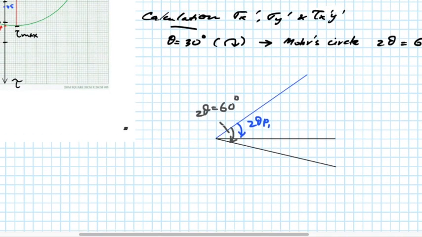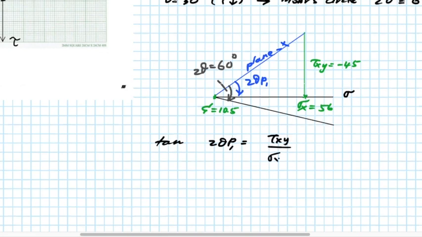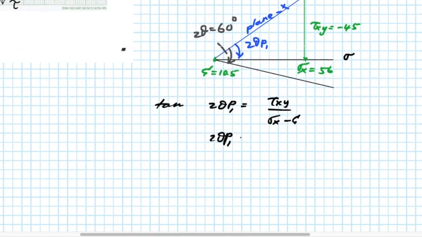The angle 2 theta p1 can be calculated as follows. The angle 2 theta p1 is the tangent of tau xy over sigma x minus the centroid. So the 2 theta p1 is equal to 44.68 degrees.